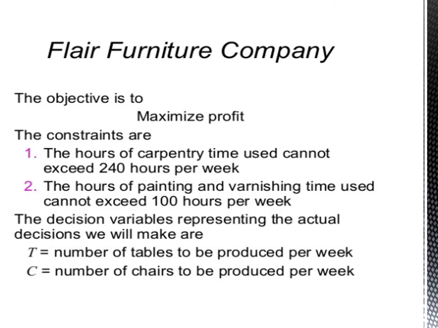The constraints are: 1. The hours of carpentry time used cannot exceed 240 hours per week. 2. The hours of painting and varnishing time used cannot exceed 100 hours per week. The decision variables representing the actual decisions we will make are: T, the number of tables to produce per week, and C, the number of chairs to be produced per week.